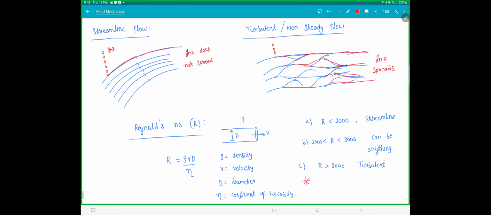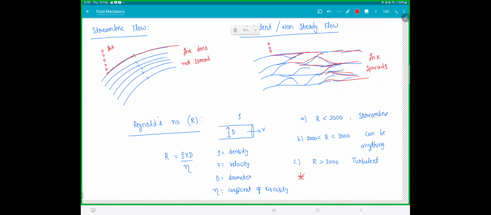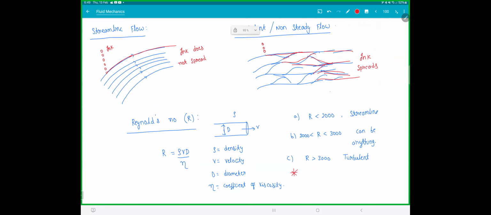To get a streamlined flow, this is a question they asked. For a streamlined flow, which of the following is true? High density, high viscosity; low density, low viscosity; high density, low viscosity; low density, high viscosity. It's 4 options. For a liquid to have a streamlined flow, should it have high density, high viscosity, or low density, low viscosity?